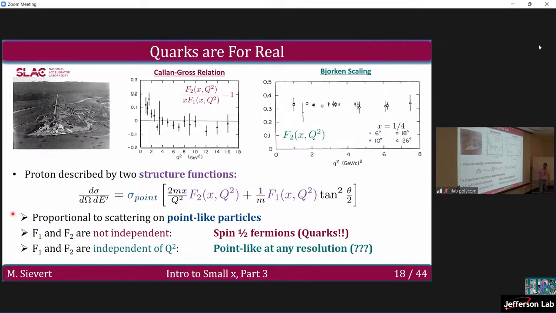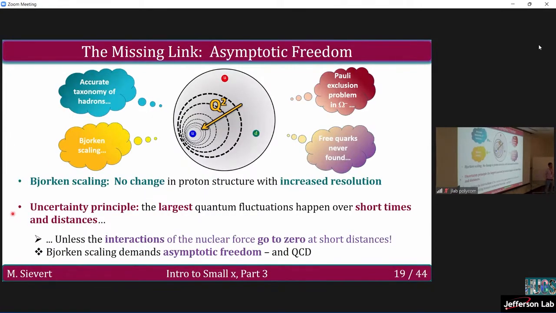If I take this literally, if Q squared is my resolution scale, and it doesn't depend on the resolution scale, that's weird. It looks like the quarks are point-like at every resolution. As soon as I see inside the proton, I see point-like particles, and I can zoom in as much as I want, and they're still point-like. That's okay unless you know something about quantum field theory. And quantum field theory says that should not happen.